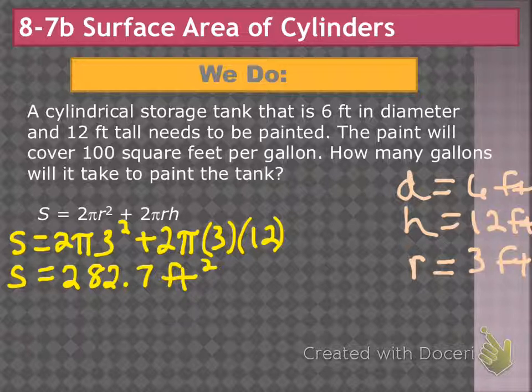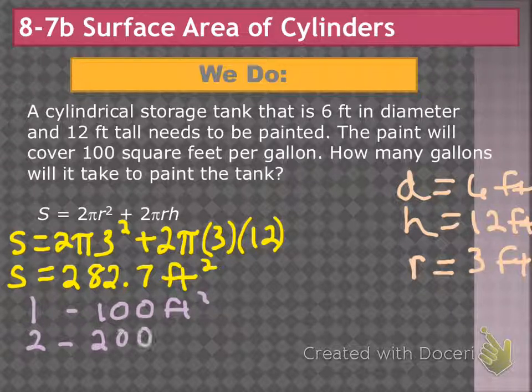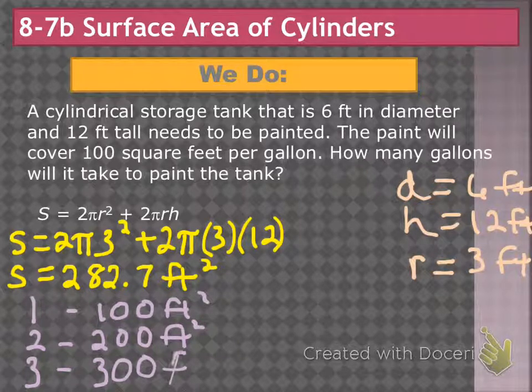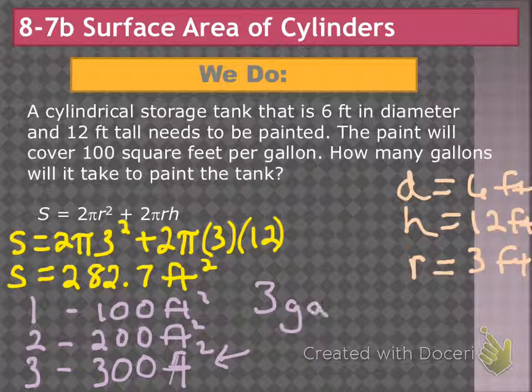So if I have 1 gallon of paint that's going to cover 100 square feet, let's look how much we're going to need. Well, that's not enough. If I have 2, it'll cover 200 square feet. Well, I have 200, but I got 282, so that's not quite enough. So if I have 3, it would cover 300 square feet. So in order to cover all of this, we would need to buy 3 gallons of paint.